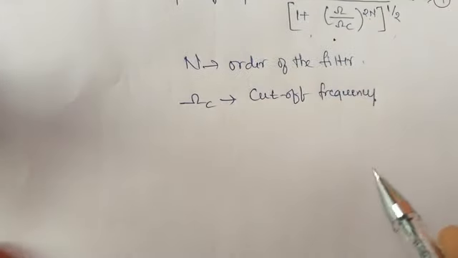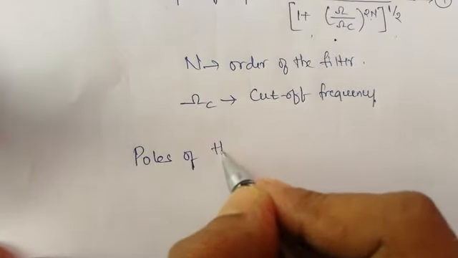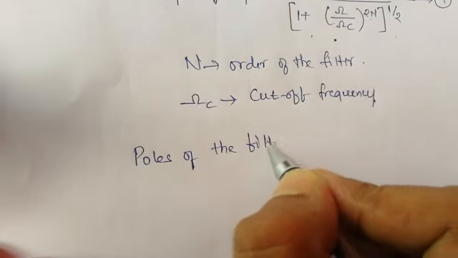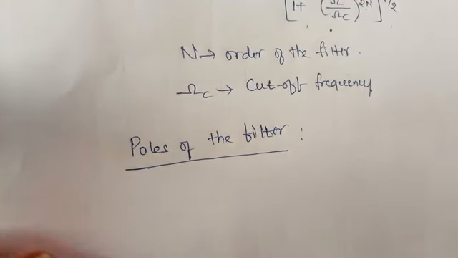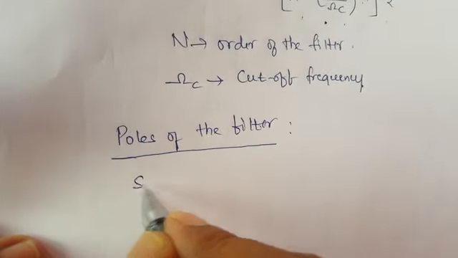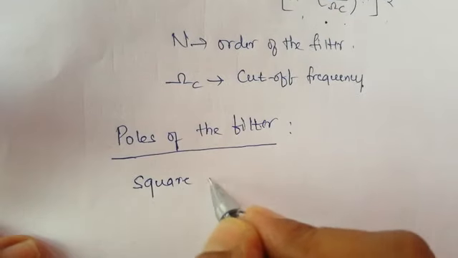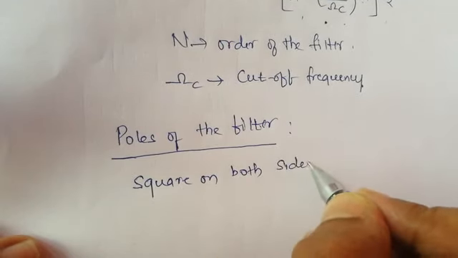So let us find the poles of the filter. How to find? It contains only denominator terms. So in order to find the poles of the filter, let us equate the denominator term to 0. That will give the poles of the system. Before that, I will simplify our equation. For that, let us take the square on both sides.